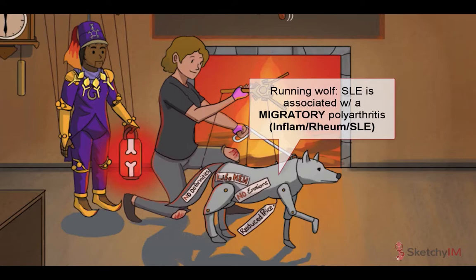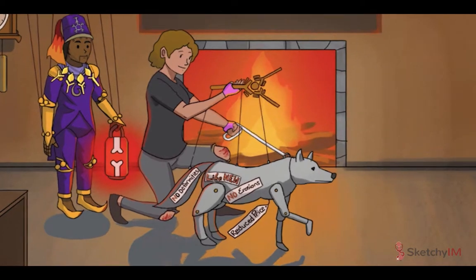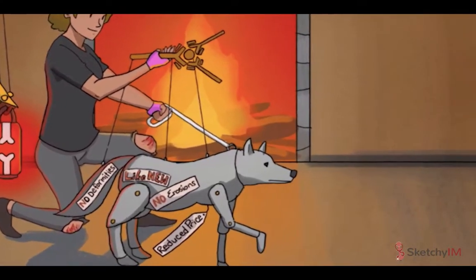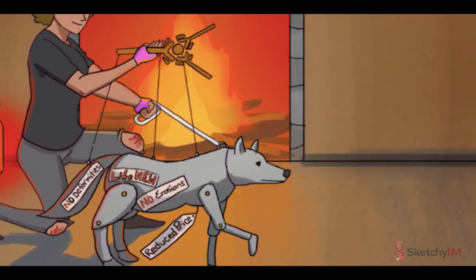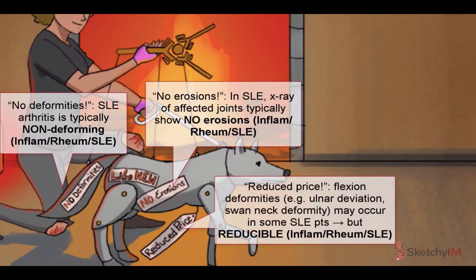Importantly, the joint pain in lupus tends to be migratory. That means the joint pain comes and goes, and different joints are affected at different times. In fact, symptoms can even begin and resolve within 24 hours. So the wolf is walking, migrating, if you will. Also, SLE arthritis is typically non-deforming, as advertised on the sticker here.